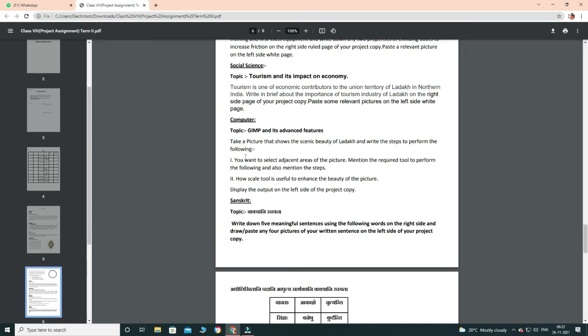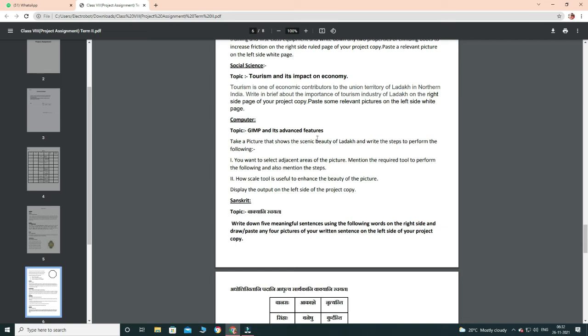First, number one question, you want to select adjacent areas of the picture. So you need to mention the required tool to perform the following and also mention the steps. Suppose you want to select the adjacent areas of a picture, so for that reason what tool you require you have to mention, and you have to also mention the steps.